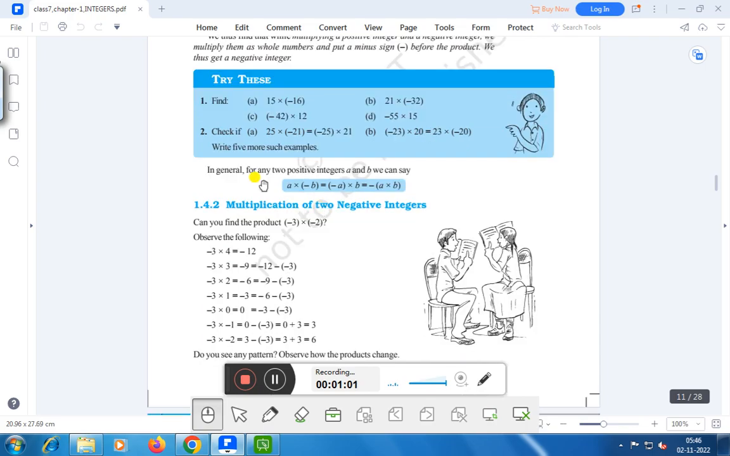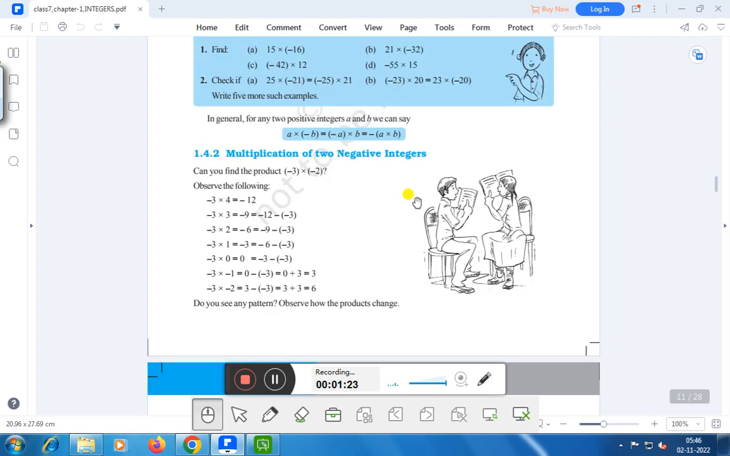Now, here you see that in general, for any two positive integers a and b, we can say that a into minus b is equal to minus a into b. You have to remember this: in general, for any two positive integers a and b, a into minus b is equal to minus a into b.